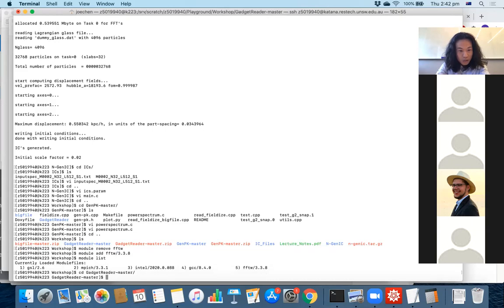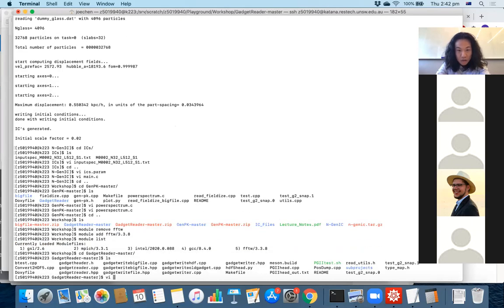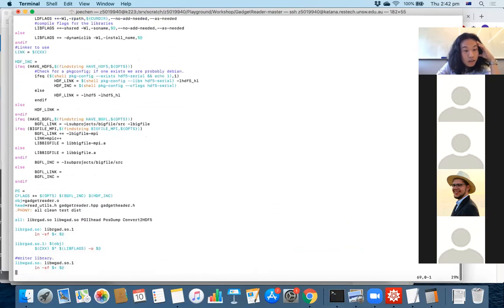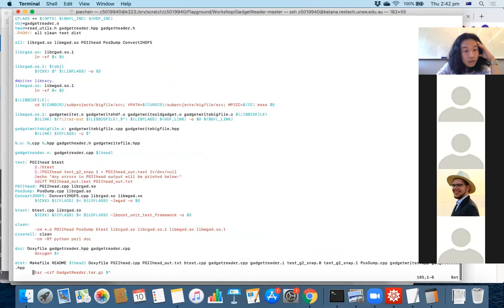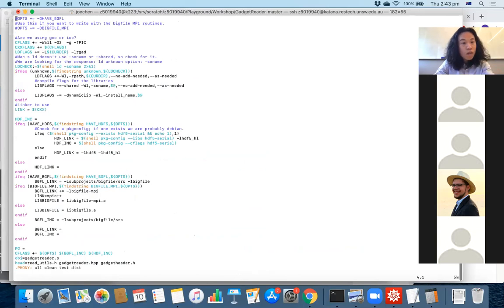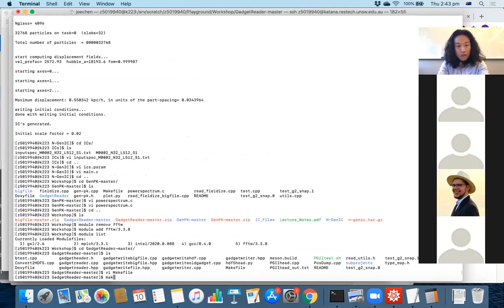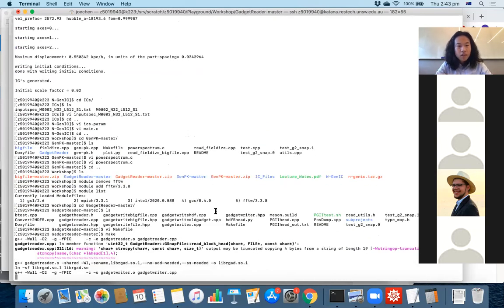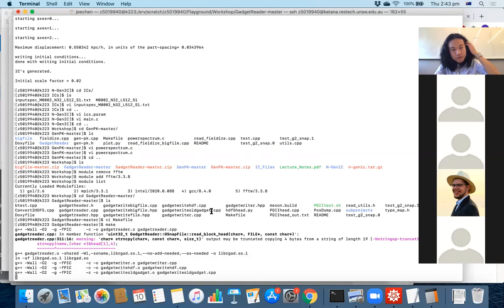So go into gadget reader, and you have to change the makefile as well. So the makefile needs to know where... actually, no, I think this makefile is fine. So you can just compile the standard makefile because all the paths are going to look for the libraries themselves, so it's fine. So you can just make this straight away. And apparently it takes a while. No, not takes a while, it takes 20 seconds.